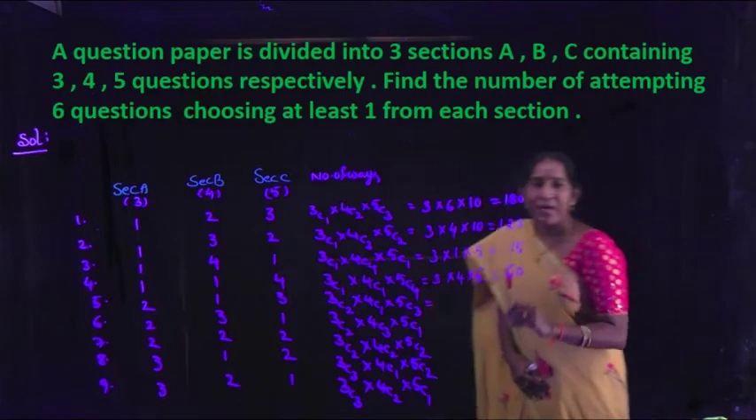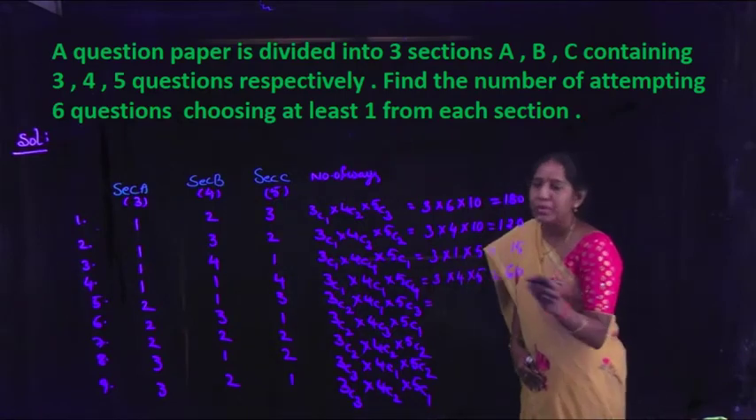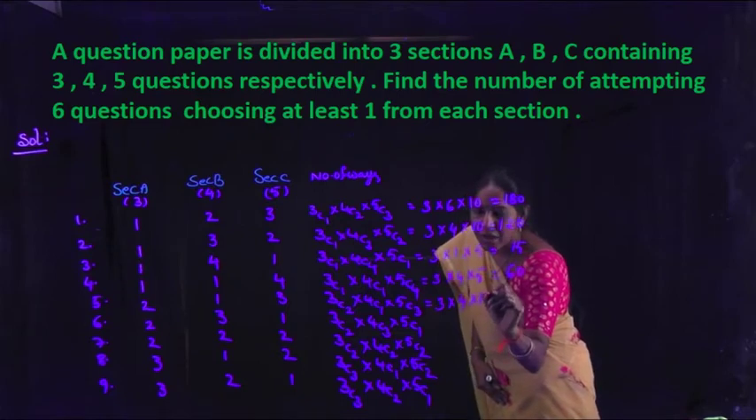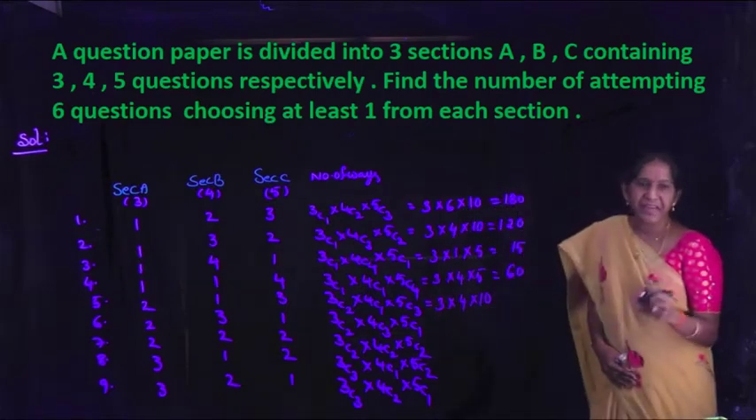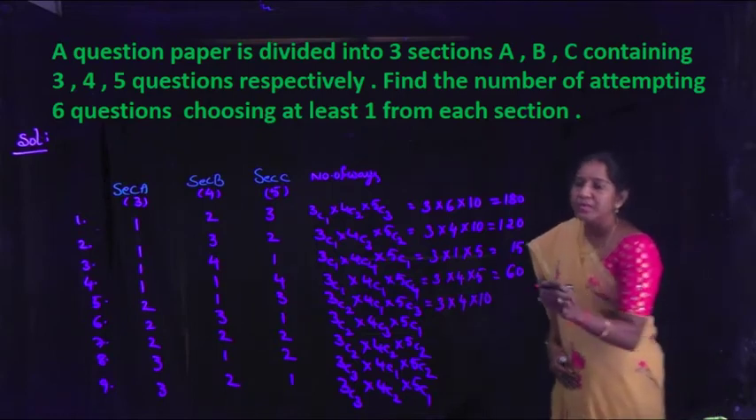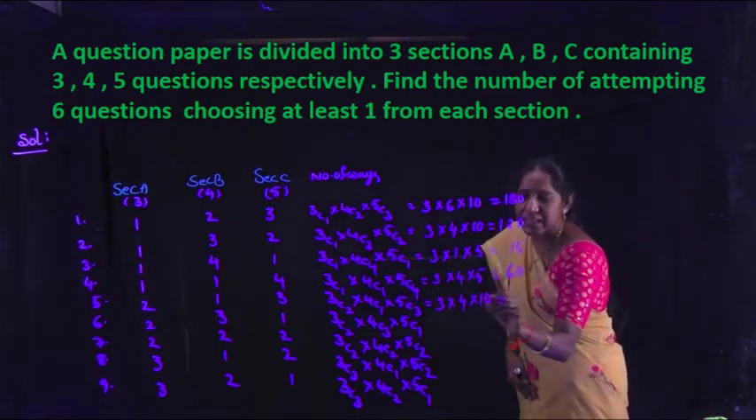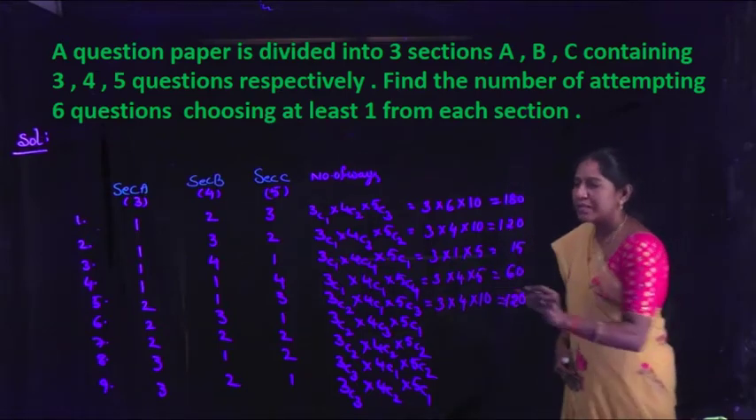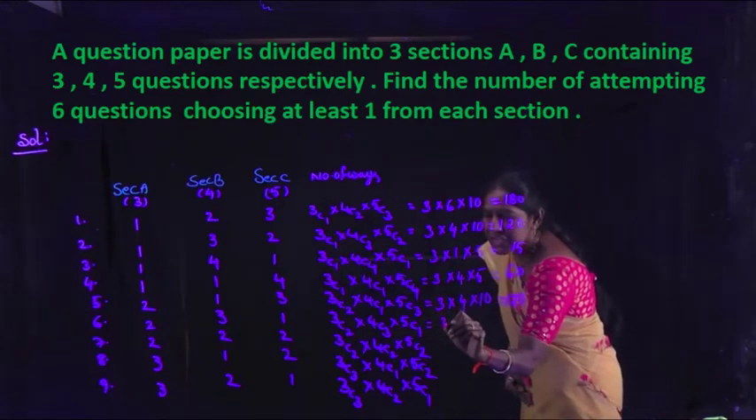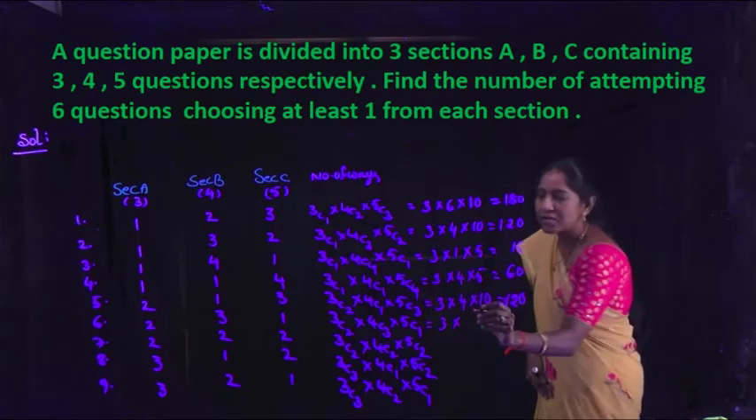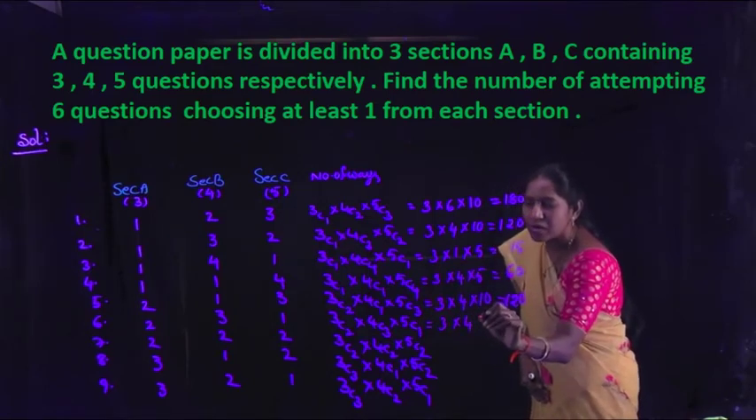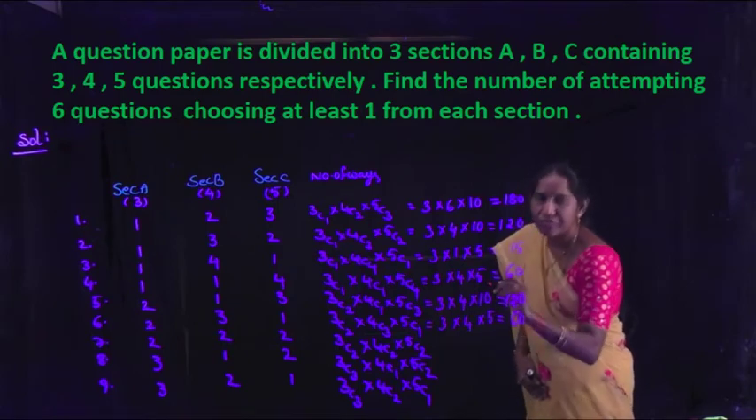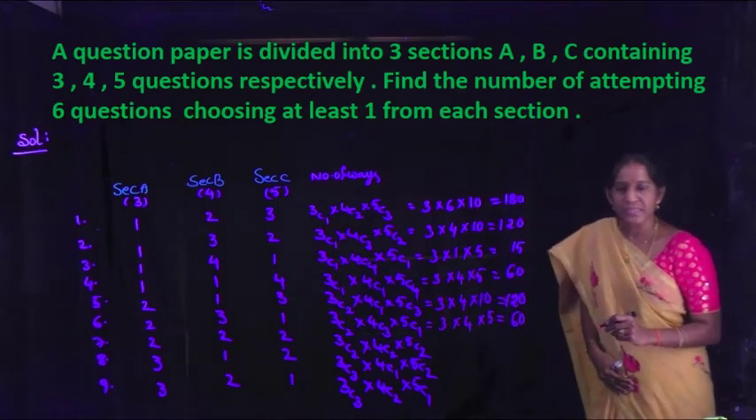Next one is the value of 3C2 is 3, the value of 4C1 is 4, the value of 5C3, 5C3 is nothing but 5C2, and this value is 10, so it is 3 into 4 into 10, which is 120. Next one is the value of 3C2 is 3, the value of 4C3 is 4 and the value of 5C1 is 5, then it is 3 into 4 into 5, value is 60.